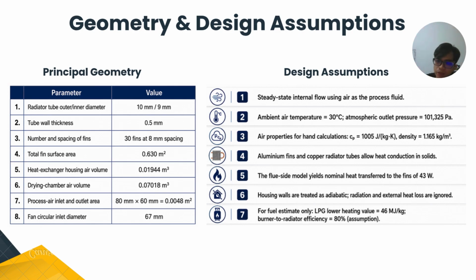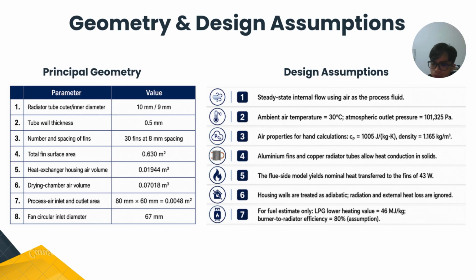Moving on with the principal geometry for each part of the system, the main radiator geometry consists of a 10 mm outer diameter tube, 9 mm inner diameter tube, and a 0.5 mm wall thickness. The radiator uses 30 fins with 8 mm spacing, giving a total fin surface area of about 0.6 square meters. Other parameters such as heat exchanger housing air volume, drying chamber air volume, and process air inlet and outlet area are shown in the table.